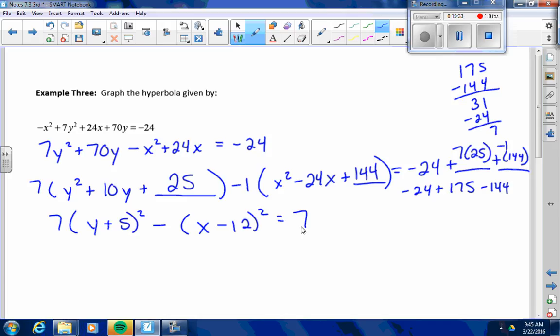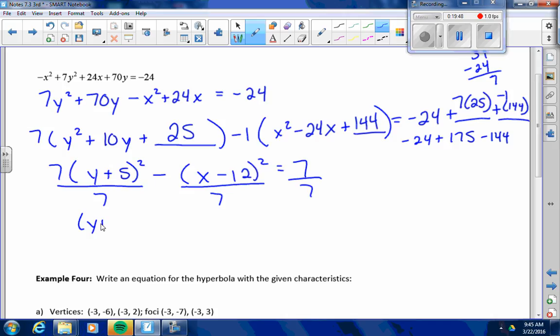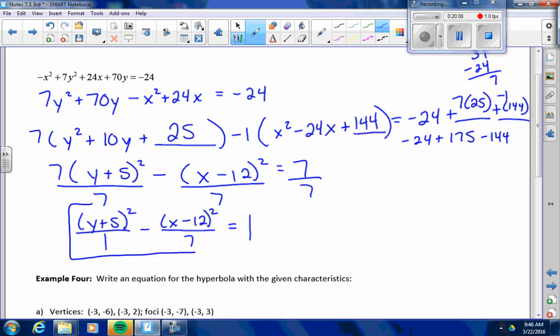Okay? Now what do I do? Divide everything by 7. For both ellipses and hyperbolas, the equation has to be set equal to 1. So our equation here is (y plus 5) squared over 7 minus (x minus 12) squared over 1. Oh, no, wait, this one is over 1, excuse me. This one is over 7, and that equals 1. There's our equation.